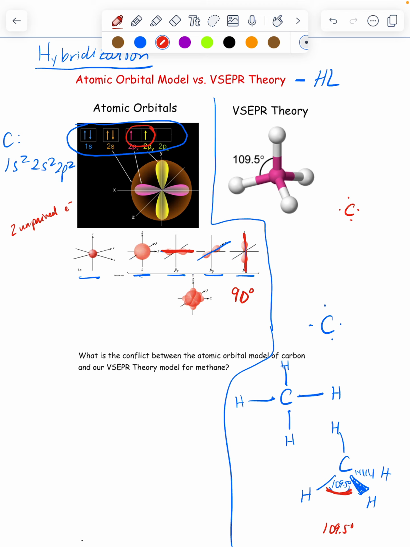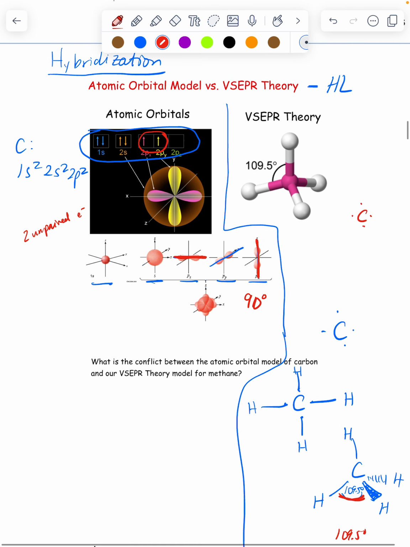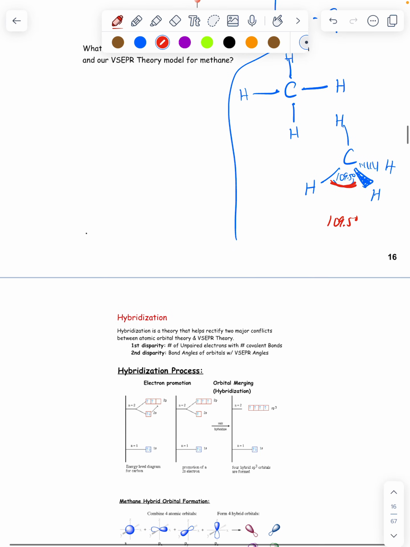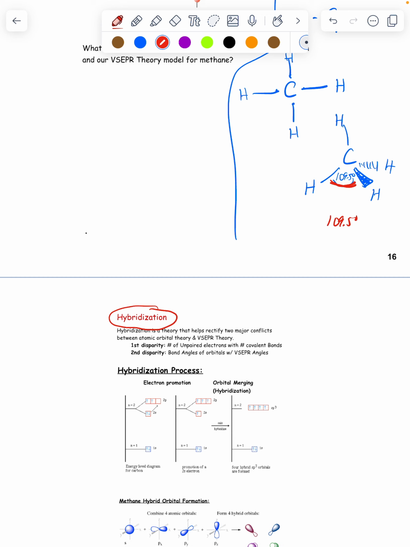And so the good news is we're still going to follow the atomic orbital theory when we talk about atoms. We're going to use our electron configurations, 1s2, 2s2, 2p2. We're going to draw s and p orbitals the same way. So all of that is still fine when we talk about atoms. And the VSEPR theory is still going to be totally fine when we look at molecules and try to figure out their geometries. We just need a theory that can explain how we get between one and the other. And that theory is hybridization.